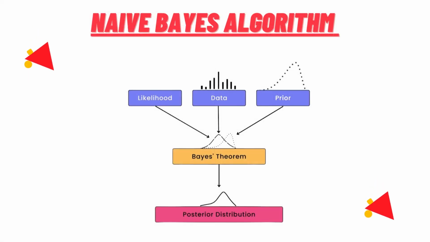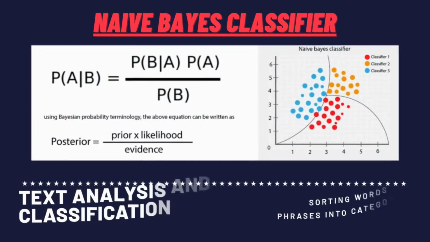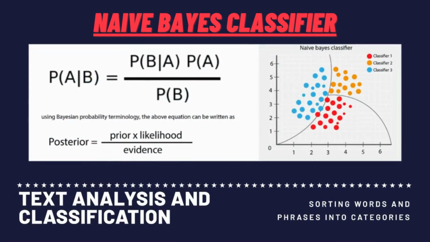Naive Bayes is a probability algorithm built off of incorporating independence assumptions into its models, meaning it operates off the assumption that no two measurements in a dataset are related to each other or affect each other in any way. This is why they're called naive. It's commonly used in text analysis and classification models, where it can sort words and phrases into specified categories.